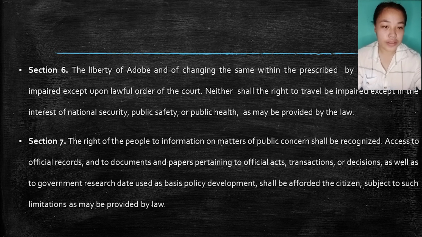Bill of Rights, Section 6, Right to Travel. The liberty of abode and of changing the same within the limits prescribed by law shall not be impaired except upon lawful order of the court. Neither shall the right to travel be impaired except in the interest of national security, public safety, or public health, as may be provided by law.